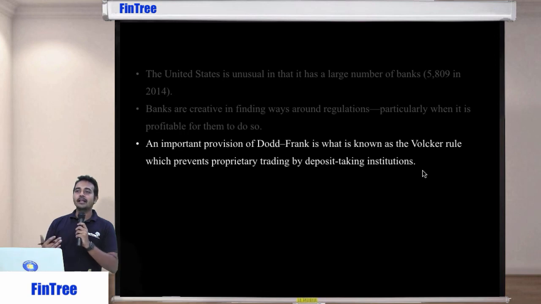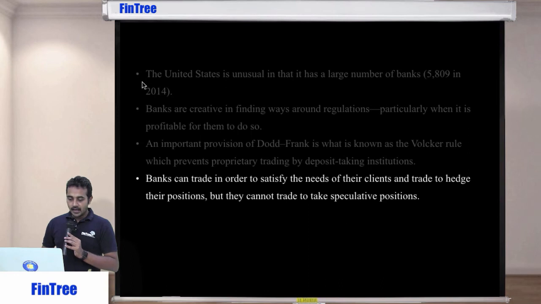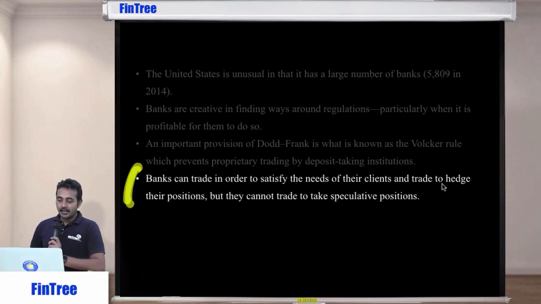If you are taking deposits, then you cannot be doing proprietary trading, as in you cannot trade for your own money, but of course you can always trade on behalf of clients. Banks can trade in order to satisfy the needs of their clients, and the trades which are required to hedge the positions, but they cannot take speculative positions.